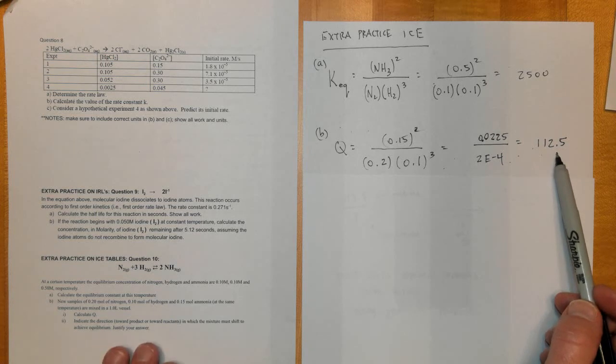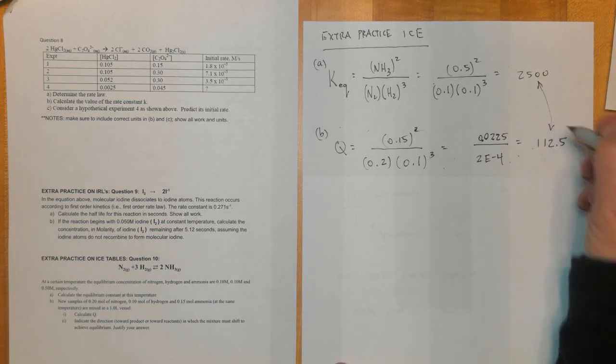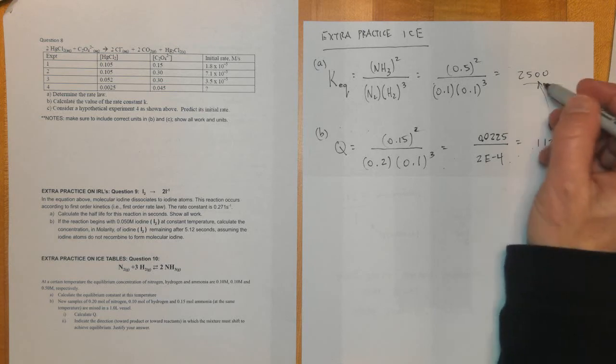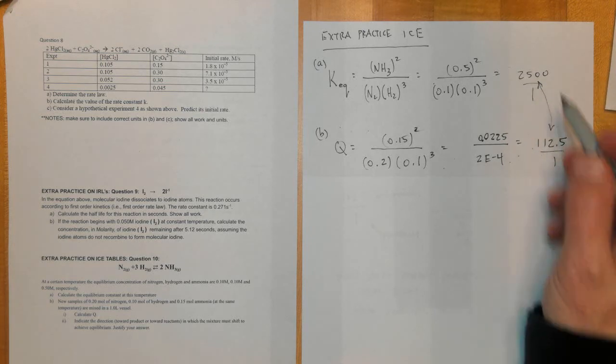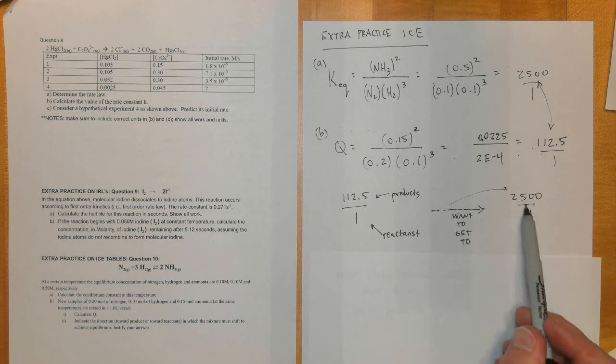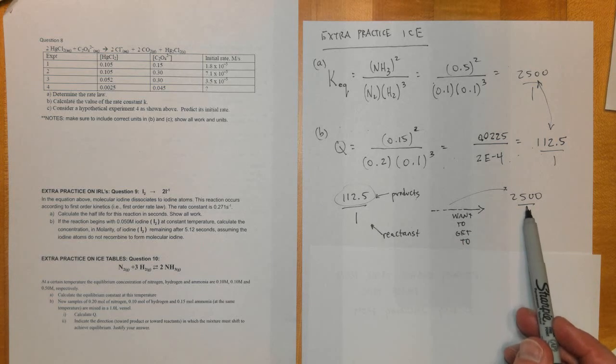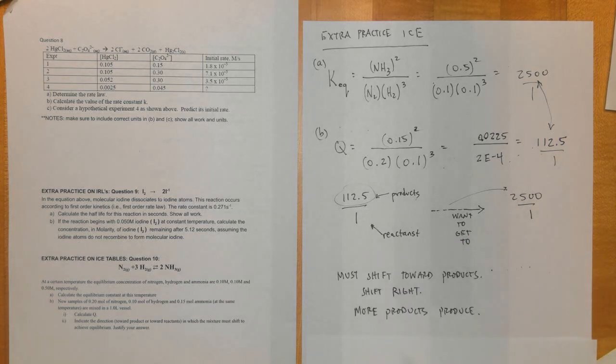Then it says indicate the direction which the mixture must shift to achieve equilibrium. And so now you need to compare these two numbers. And remember, the way that I like to compare them is over 1, because you can say it's always products divided by reactants. So here's my products, reactants. Here's my products, reactants. What do I have to do? Because I want to get to equilibrium. Well, this number obviously has to get a lot larger if it's going to be 2,500. And so the reaction must shift towards the products, or shift right, or more products must be produced.